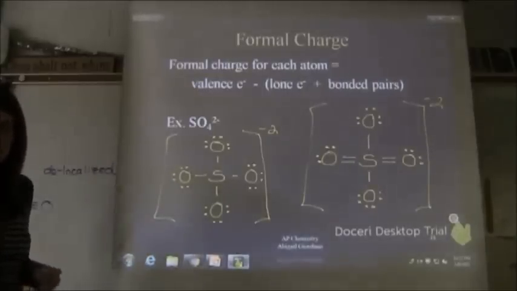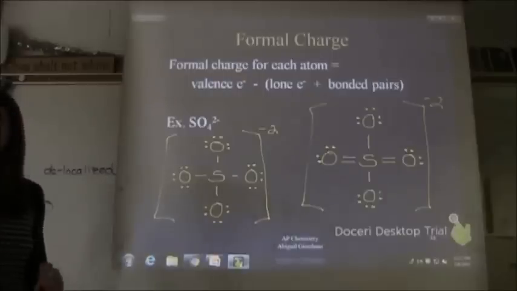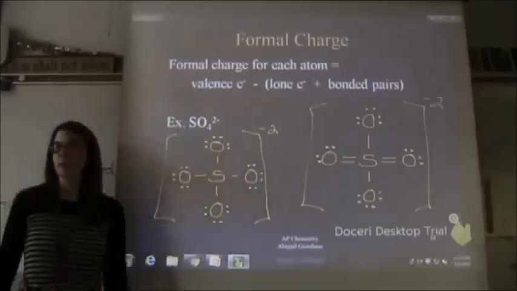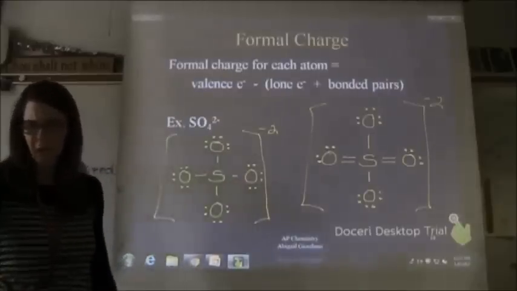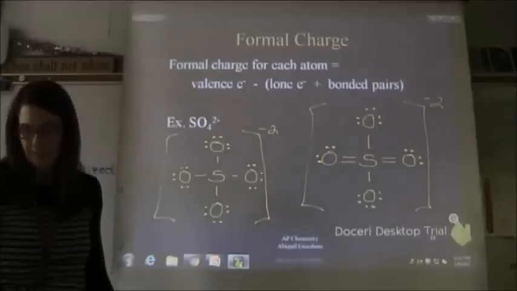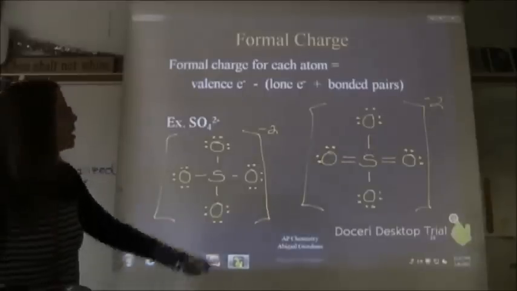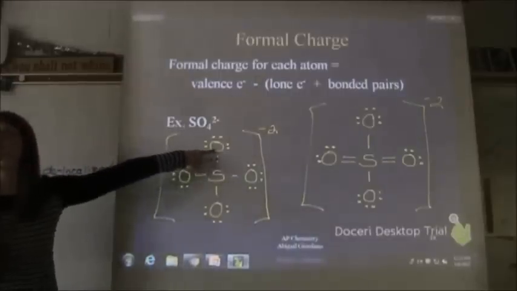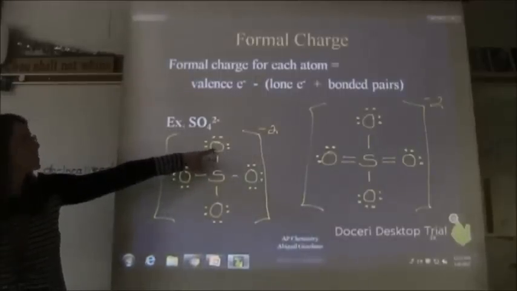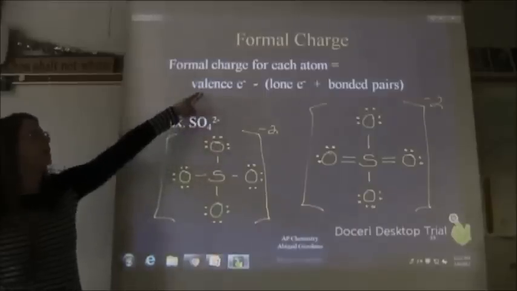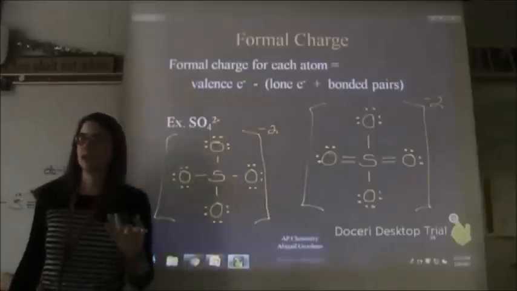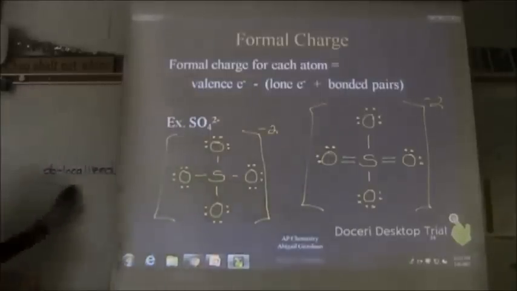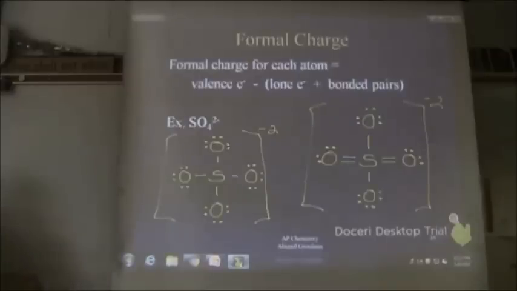We are going to calculate a formal charge for each atom. And that sounds like it's something that's going to take a long time. It's actually not. Okay? And this is how you do it. Let's start with this oxygen, for example. Tell me, please, how many valence electrons does oxygen have? 6.